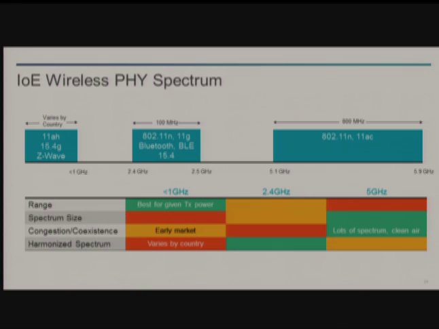11n and now 11ac run at 5 gig, and there's a lot of spectrum, a lot of clean air up there, but this isn't typically looked at as a good spectrum for IoE. The IoE is focused mostly here, and now at sub 1 gig. So Z-Wave's already there, a variation on 15.4 called 4G is there, and 11ah is going to be there. Okay. So here you go farther, here you can send a lot of throughput.